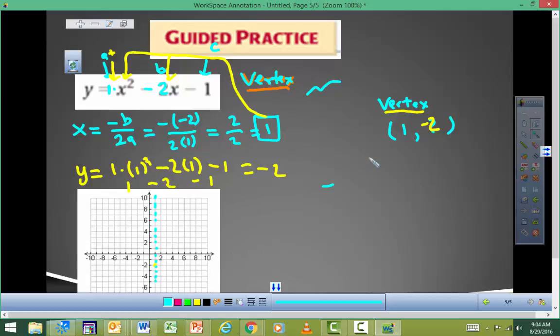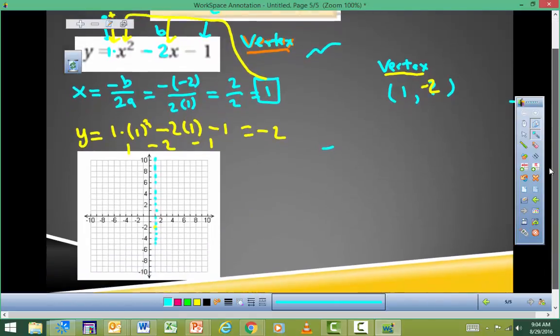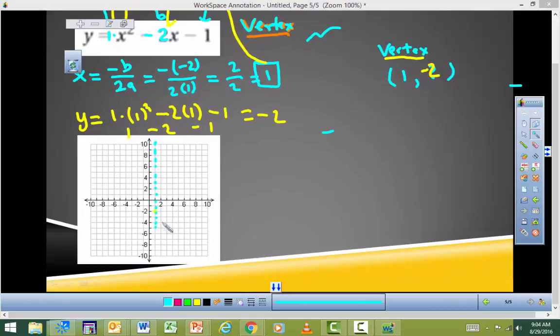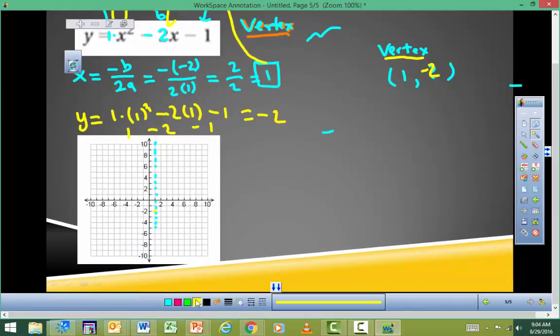Can I put the graph up? Oh, let me try here. Is that better? And then again, notice that's where the vertex is. So really all I need to do is put in one more point and then use the mirror image idea, and I'll have my graph.